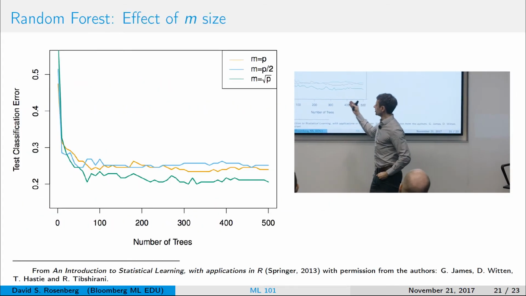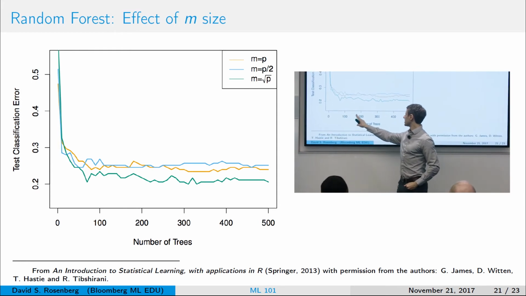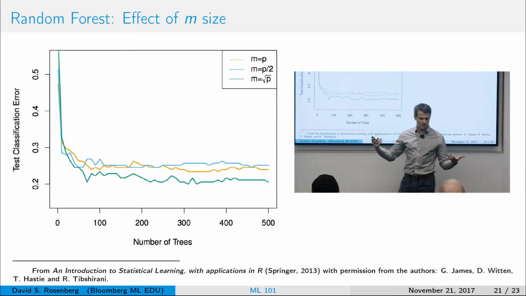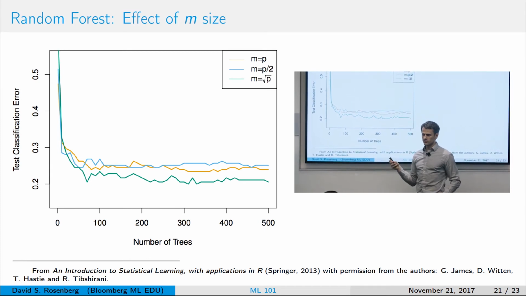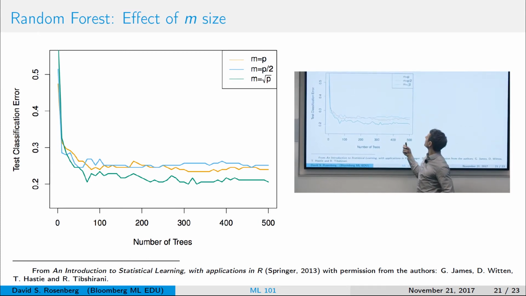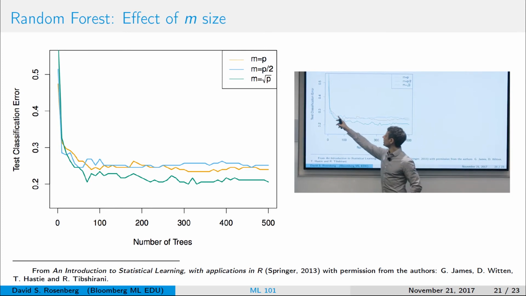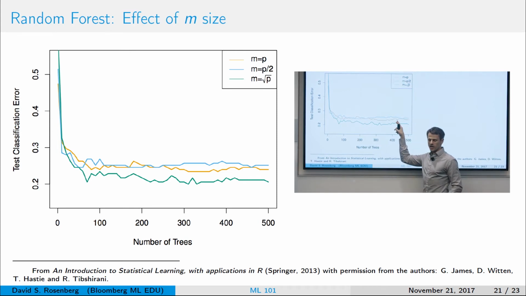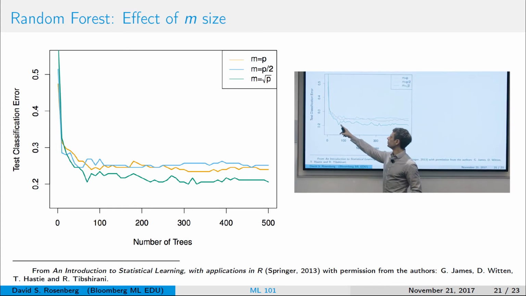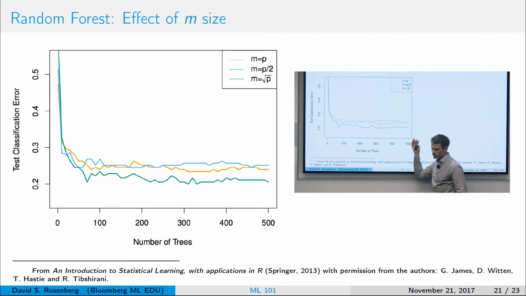Here's just a little illustration of performance of random forest as the number of trees grows, as the number of bootstrap samples grows, and then for 3 different sizes of features that you're choosing from. So m equals p, this yellow line, this is straight bagged trees, not random forest. Blue is random forest where you're selecting randomly half the features to choose from, so no improvement. But when you do square root of the number of features to choose from, some improvement.